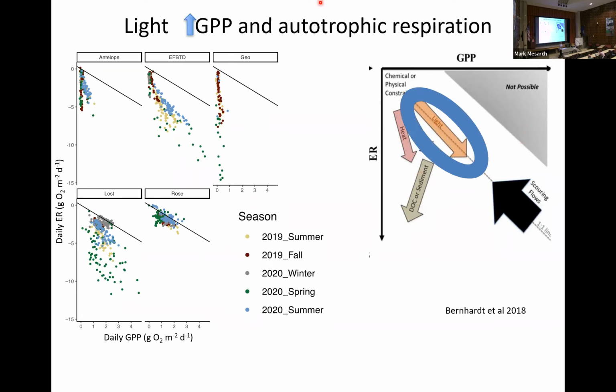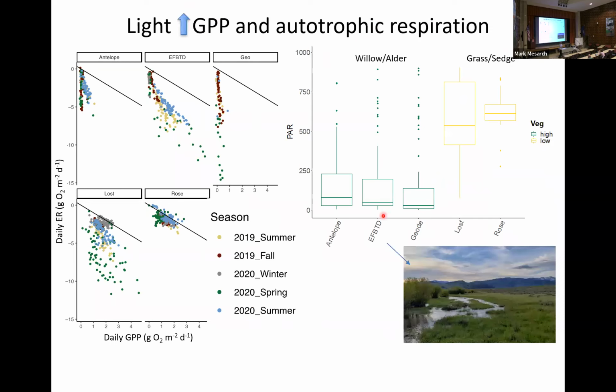So first we can look at light, which again increases GPP and autotrophic respiration. These measurements of photosynthetically active radiation on the y-axis were taken as an average throughout the stream channel during the summer. And in general, surprise, the open sites have more light. And this is actually reflected in the metabolic data in the extension of the data into the downward and right portions of the plots in Lost and Rose, shown here by the blue arrows.